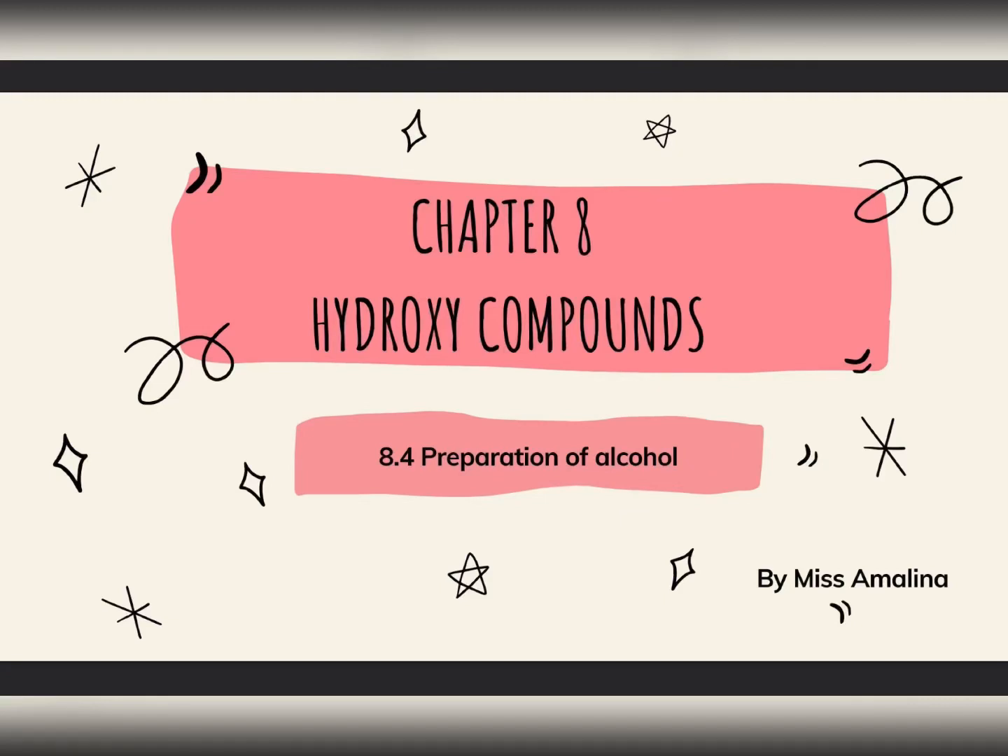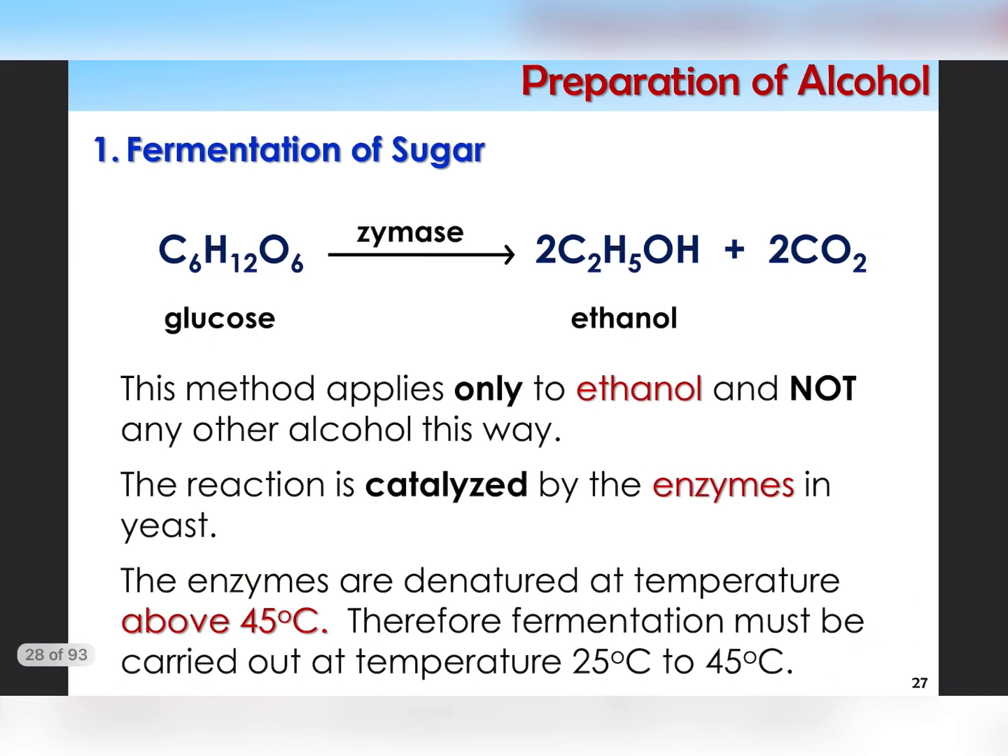So for this video, kita akan tengok subtopic 8.4 Preparation of Alcohol. So untuk this subtopic, mainly kita dah belajar before this in alkene, in haloalkane. So kita just recap balik sahaja. Okay, so preparation of alcohol, there are several steps how to prepare alcohol. One of it adalah fermentation of sugar.